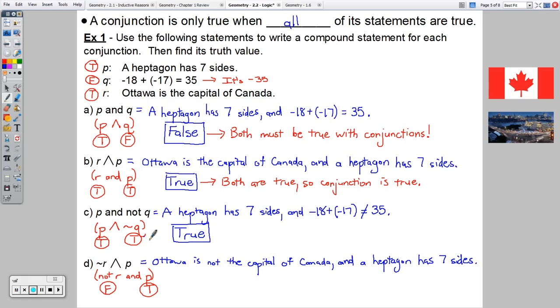Oh boy. Let's see. This is false. This is true. They both have to be true for the conjunction to be true. So that means the conjunction itself, the whole statement altogether, is a false statement.